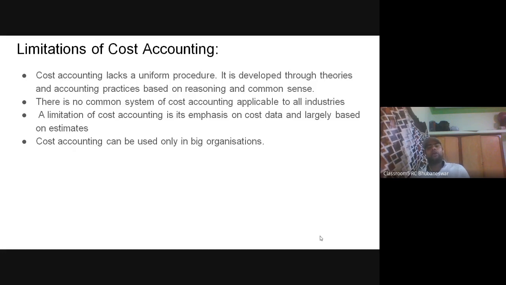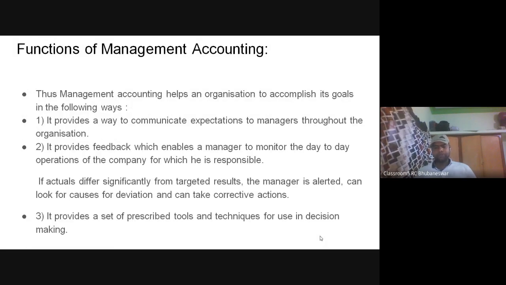Next, cost accounting can be used only in big organizations. In small organizations, if you want to have cost accounting or its application, then it will be very expensive. That particular spending cannot be done by a small organization. So it is also becoming the fund part, the spending part, the expenses part. It is becoming one of the limitations of cost accounting.